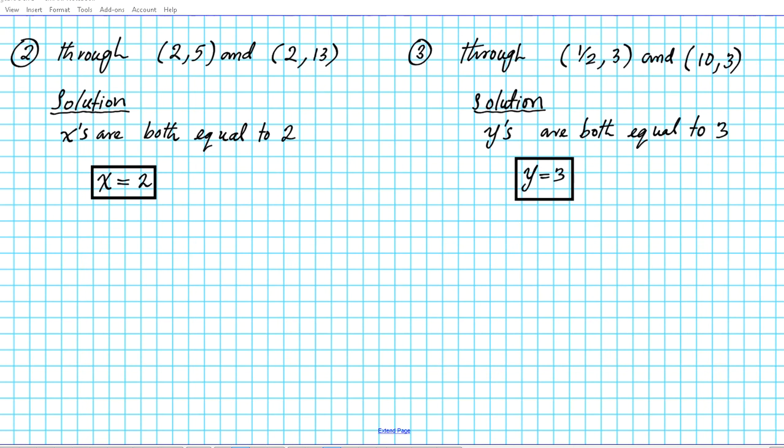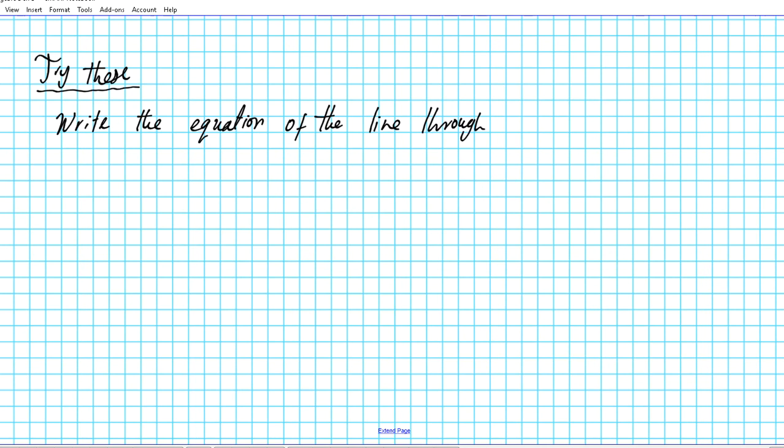Alright, so we're going to go ahead and give you some practice problems to try out just to demonstrate mastery. The task is for you to try these. Instructions are the same as the previous. You are to write the equation of the line through the given points in slope-intercept form.